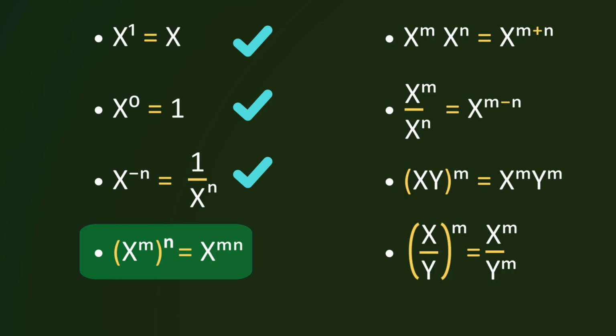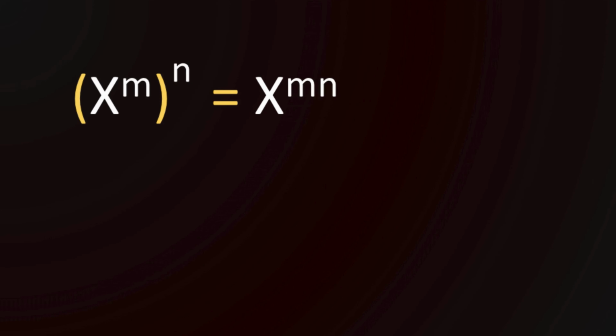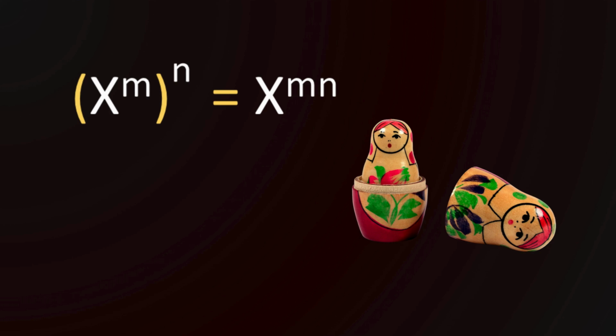All right, let's move on to the next law. It tells us what happens when you raise x to a power and then raise it to another power. Here you can see that x to the power m is grouped in parentheses, and it is then raised to another power, n. It's a nesting situation, just like Russian nesting dolls.